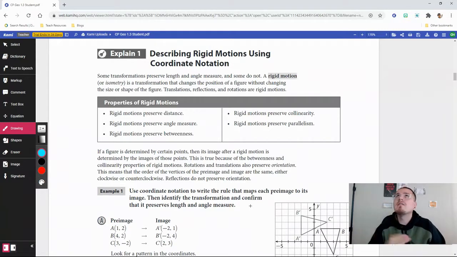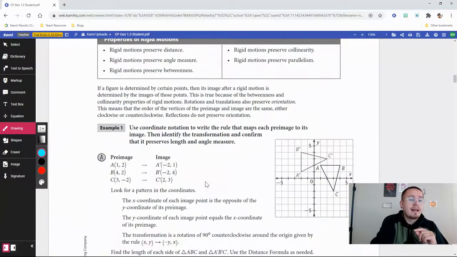So for all of these shapes, it's important that we maintain rigid motion, and to do that, it preserves distance, angle measure, betweenness, collinearity, parallelism. Those are the 5 properties of rigid motion. At the end of the day, though, the shape's the same shape. It just is in a different place. So keep that in your head. Rigid motion, make sure I get that down.